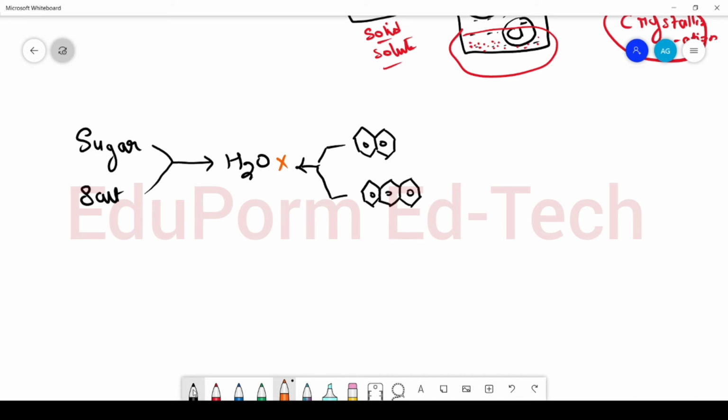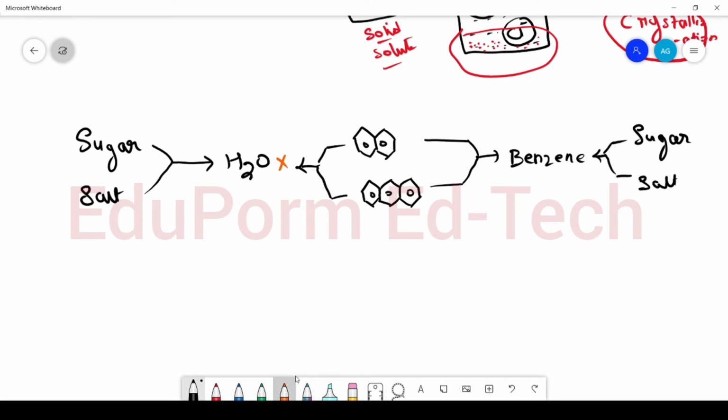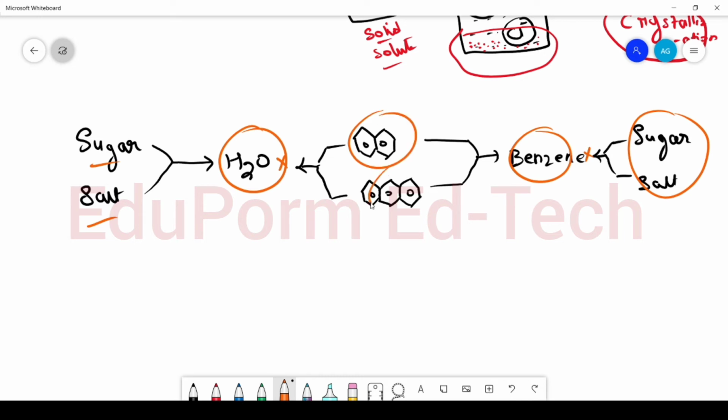Next, we know that naphthalene and anthracene are soluble in benzene solvent. Whereas sugar and salt are insoluble in benzene. So why are sugar and salt soluble in H2O and insoluble in benzene, while naphthalene and anthracene are insoluble in water but soluble in benzene?